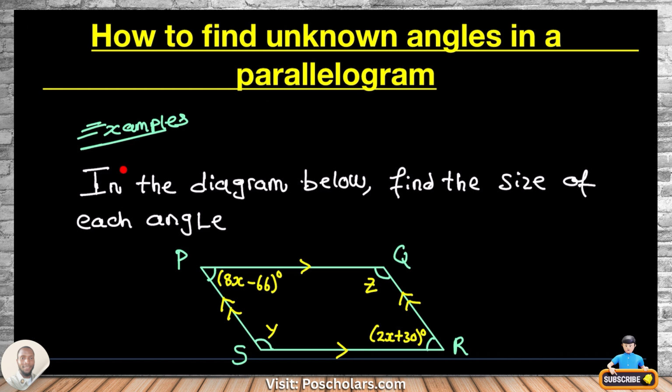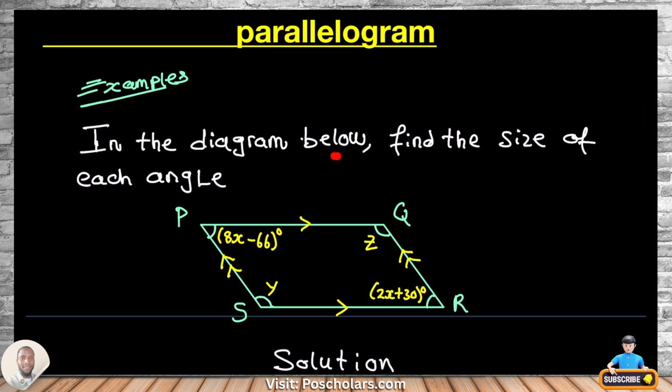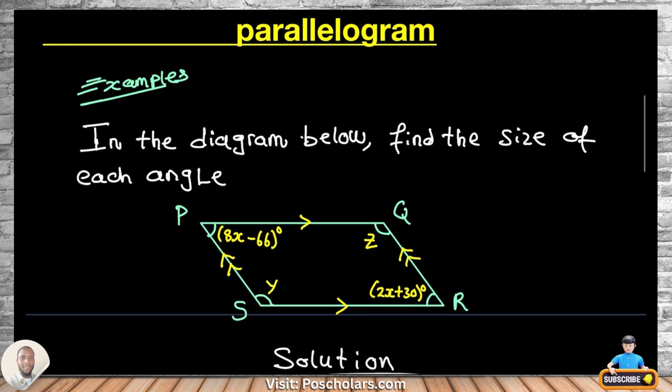So in this video, we have just one example we are going to solve together, right? The example says, in the diagram below, find the size of each angle. Take note, this question mimics a typical example of WAEC question, JAMB question, and even NECO question, right? So we have to find the size of each of these angles. Now, if you observe this diagram very well, you will notice that the size of the angles are unknown, right? So without any further ado, let's solve the problem.